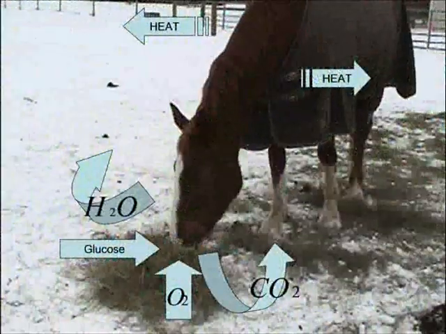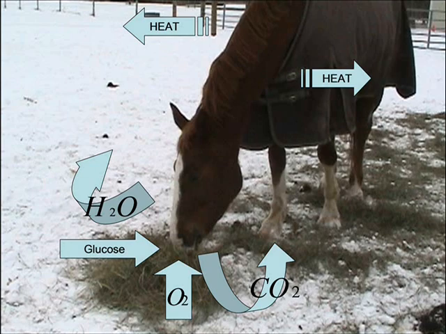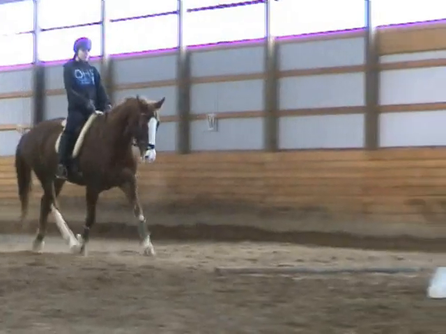So let's review. The horse takes in glucose and oxygen. Then these are broken down into 2 pyruvates, or carbon chains. The carbon chains go to the mitochondria, where they go through the Krebs cycle and create carbon dioxide. Then they go to the electron transport chain, where water and energy are created.